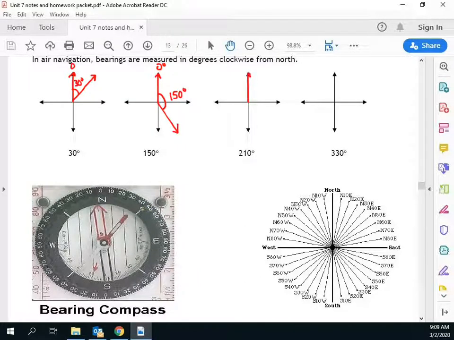210. And then finally 330. All right. There you go. There's bearings. And so that way, there's two different ways of them trying to give you direction on a compass map. Okay?